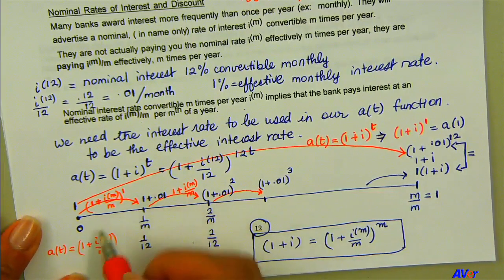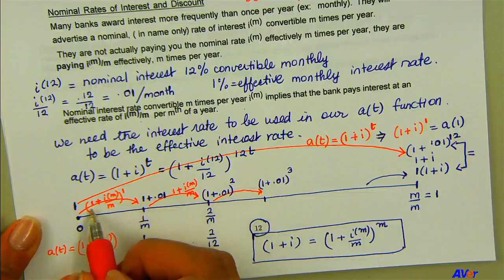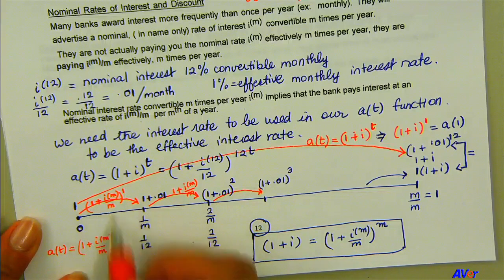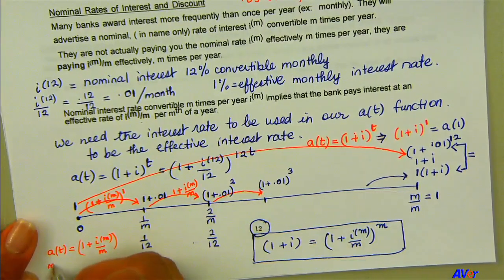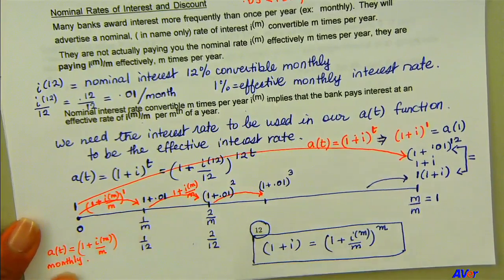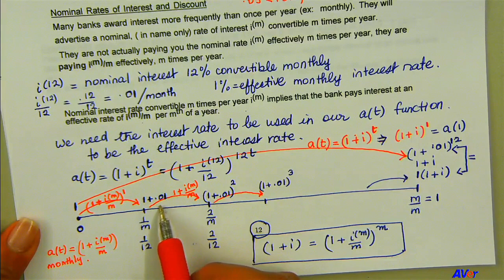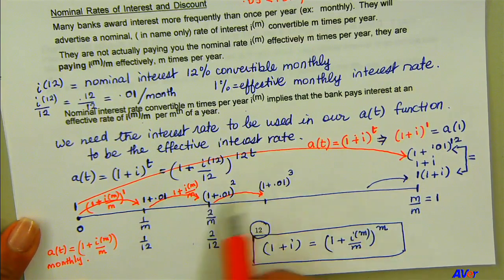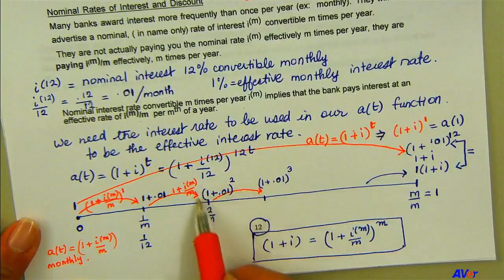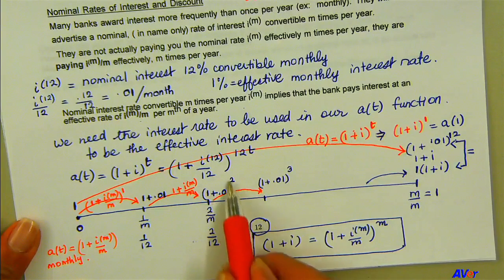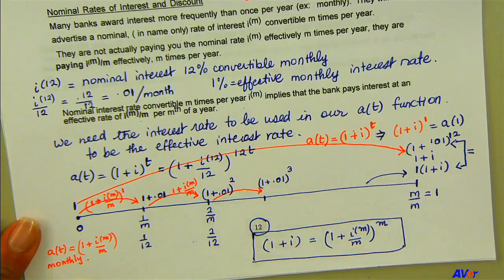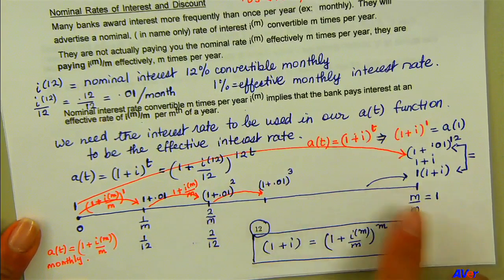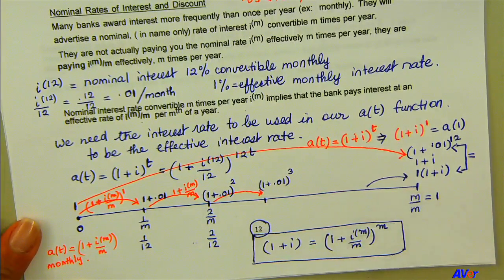And right here, for the first month, I have 1 times 1 plus i over m. That's just 1.01. And then again, I'm going to write A of t for the monthly. To go from here to here, I have 1 plus 0.01 times 1 plus 0.01. So at the end of 2 months, I have 1.01 squared in my account. And you keep doing that each month. So at the end of the year, you would have 1 plus 0.01 to the 12th power.